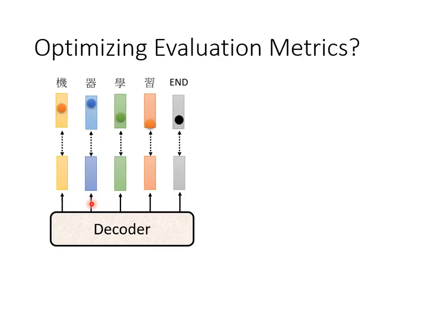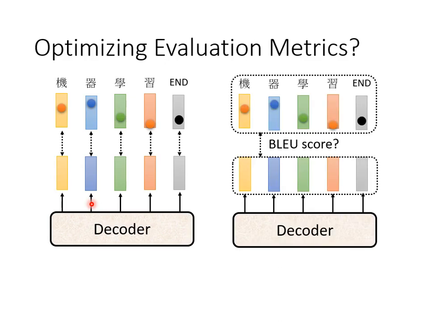There is still another problem. Let's take our homework as an example. In our homework, the evaluation criterion is the BLEU score. How is the BLEU score measured? After the decoder generates a sentence, we take this sentence as a whole and compare it with the correct answer to calculate the BLEU score.